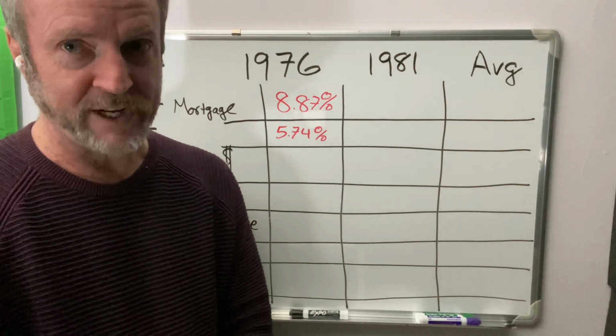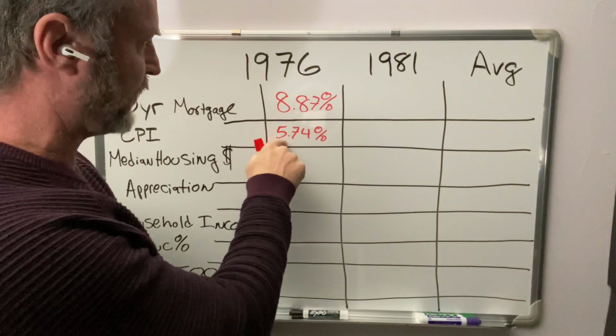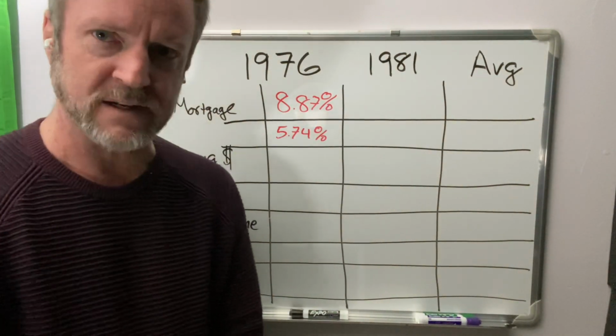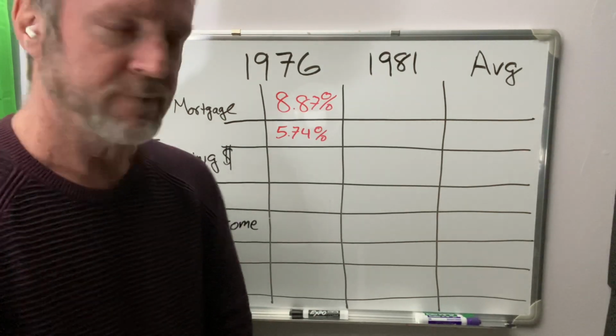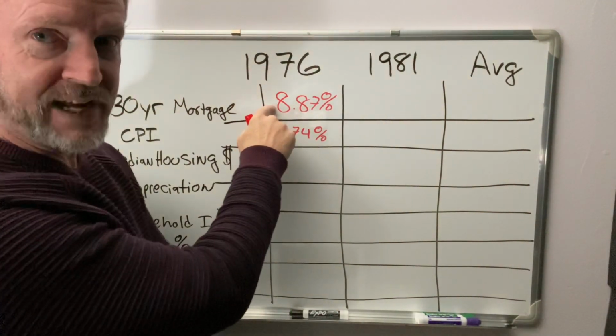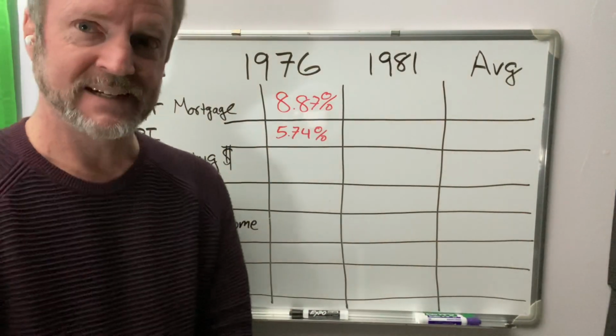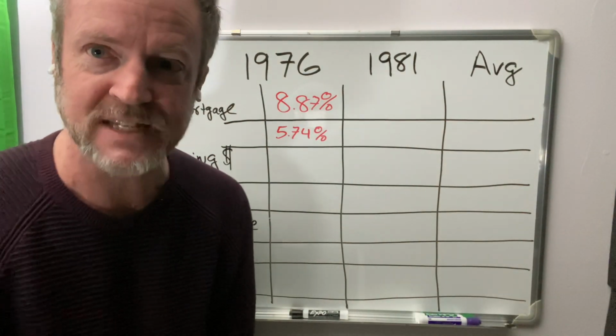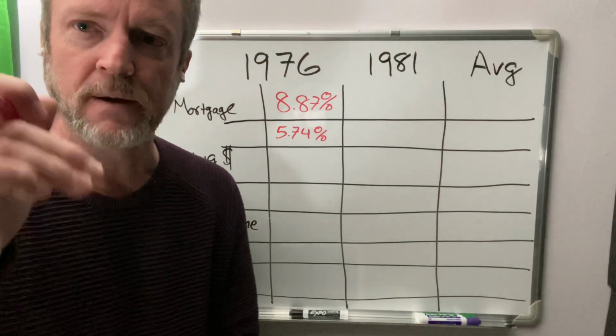Sometimes we talk about real and nominal. So if you subtract 5 from 8, you get a real rate of 3%. Today, what is this? 4%. This is 7%. We have negative rates today, folks. Negative rates today. More on that later.